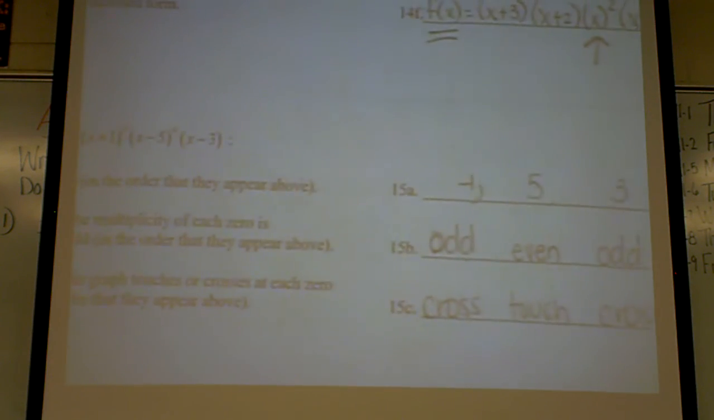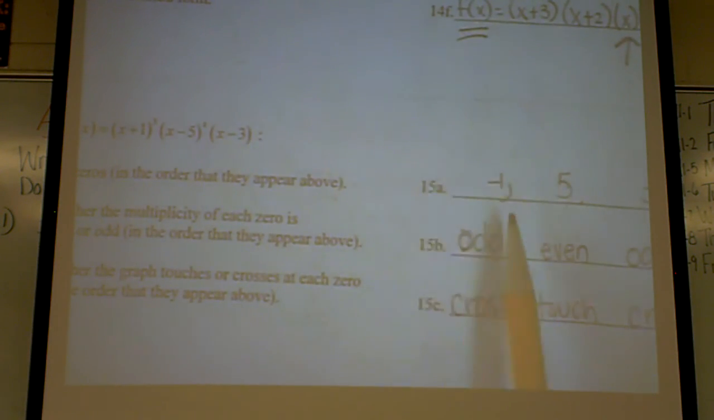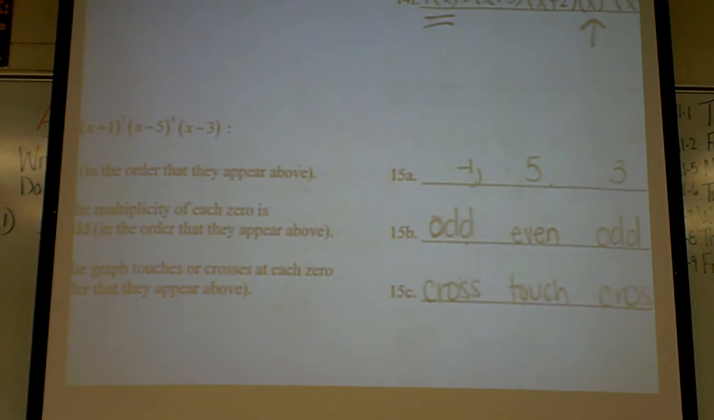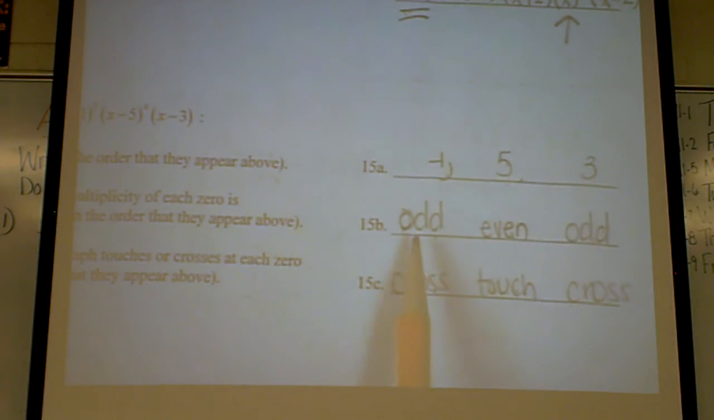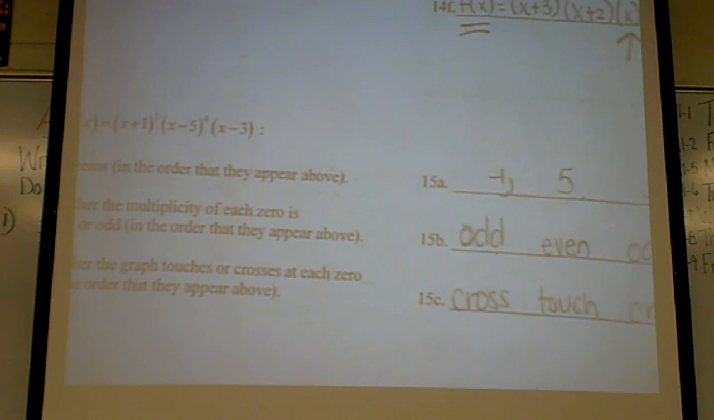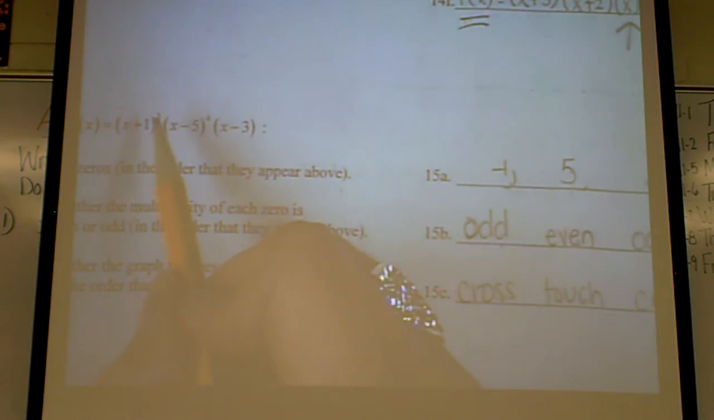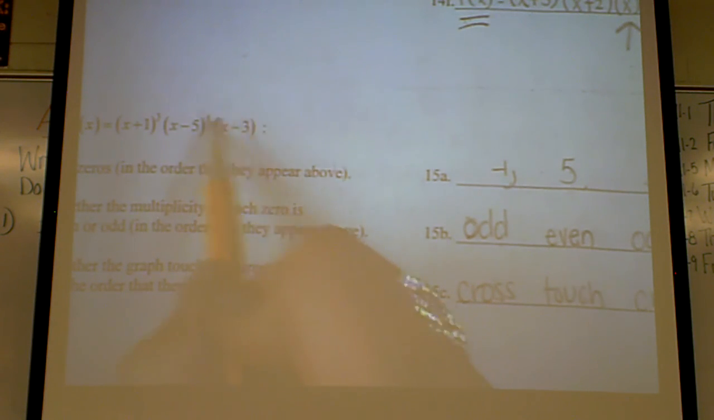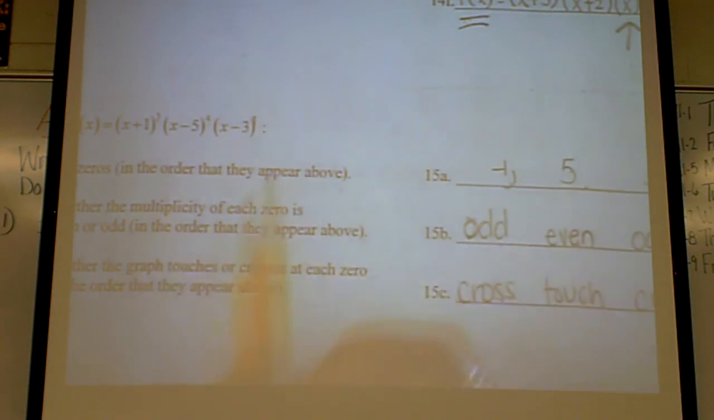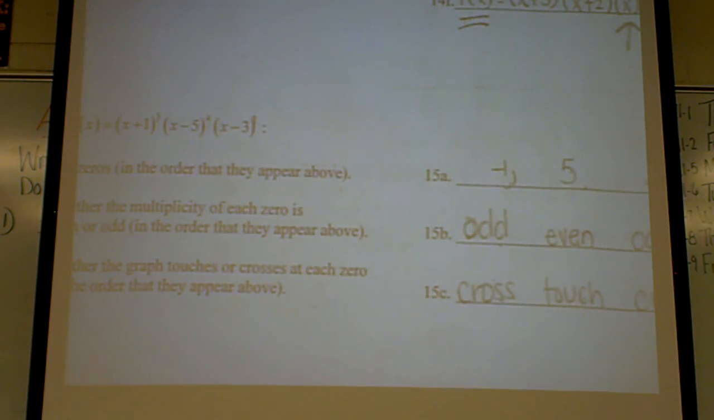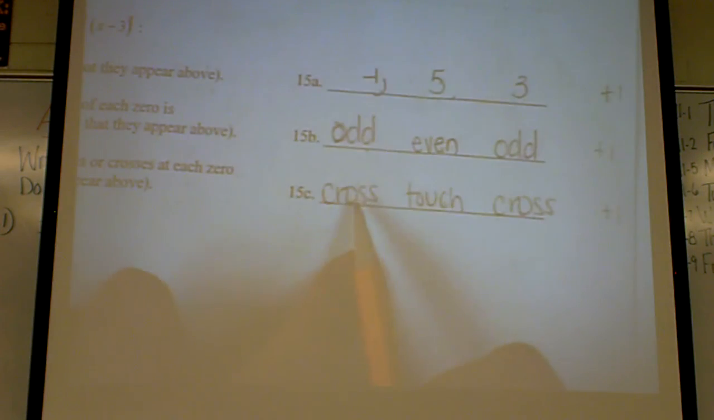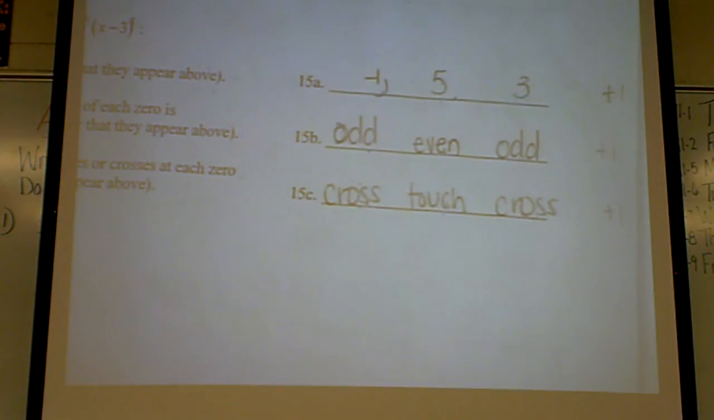Okay, last one, 15. The zeros are -1, 5, and 3. The multiplicity of -1 is odd, 5 is even, and 3 is odd. We determine this by looking at the exponents. So over here, 3 is an odd number, 4 is an even number, and the exponent over here is 1, which is an odd number. And it crosses, touches, and crosses.